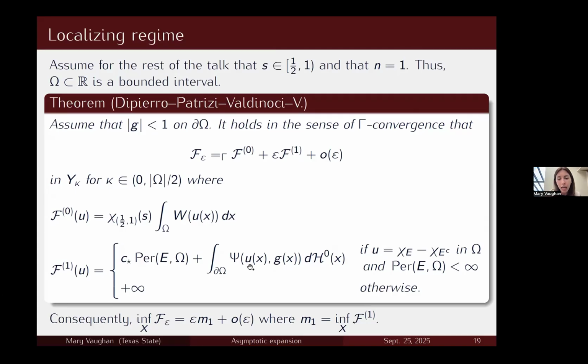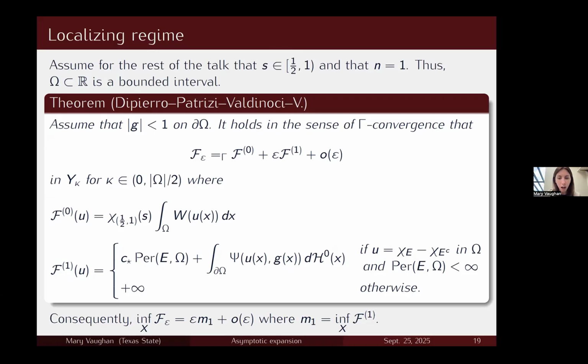It also depends on the values of U at X. And this, I'm not writing it, so I'll just say it out loud. I'm in 1D. This is defined in the trace sense. And the perimeter is finite in this case. Otherwise, the energy blows up anyways. So when I write U of X for X in the boundary, it's defined in the trace sense coming from the interior. All right. And because we have this asymptotic expansion, we have an expansion for minimizers as well.